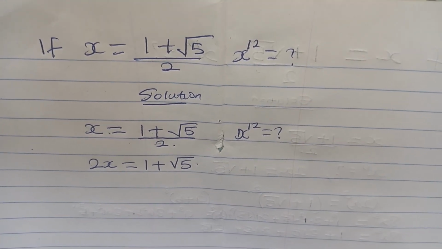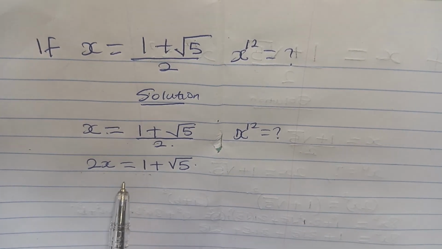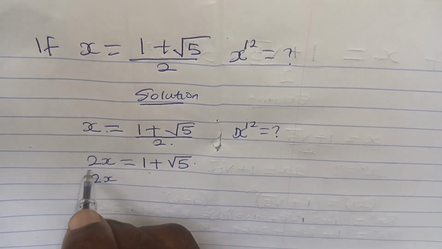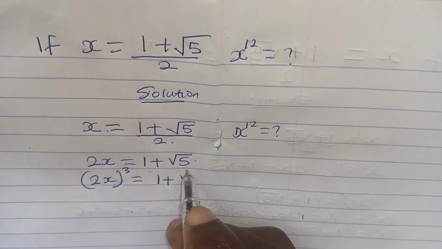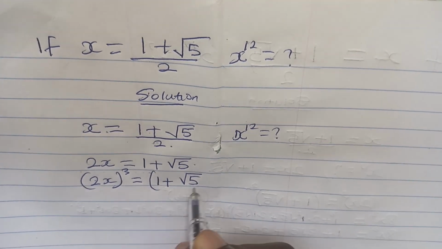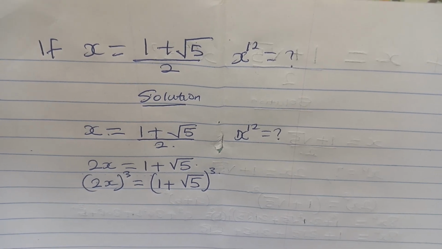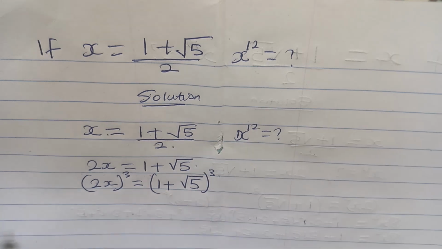Having done this, the next thing we are going to do is to take the power of both sides to 3. If we do that, we have (2x) all to the power of 3 is equal to (1 plus the root of 5) all to the power of 3. Take both sides to the power of 3. This is what I actually did here.